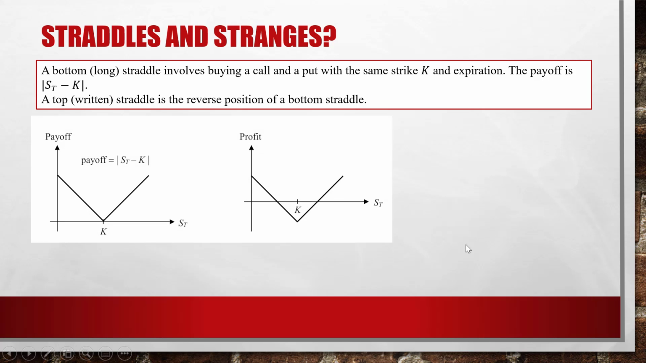So let's look at this. Let's say the strike here is K. We buy one call and we buy one put at the same time. See that? So the payoff here is the absolute value of the difference between the stock price and K. For the top or written straddle, it is the reverse position of a bottom straddle. Basically, we just flip them.